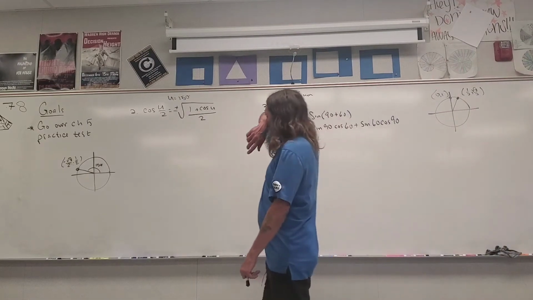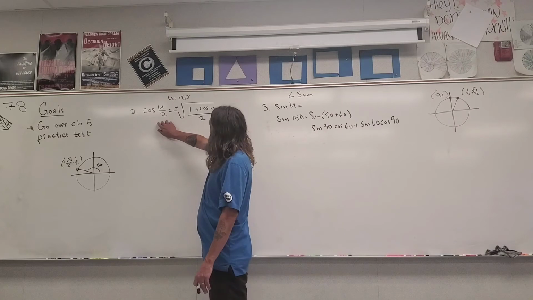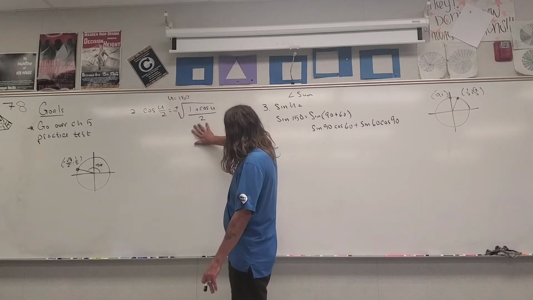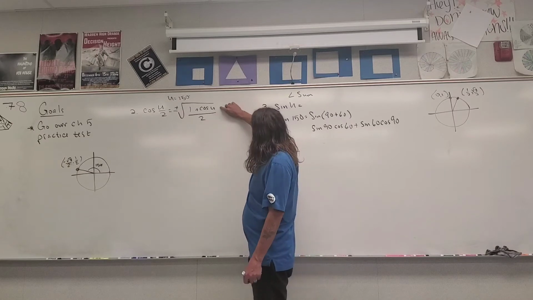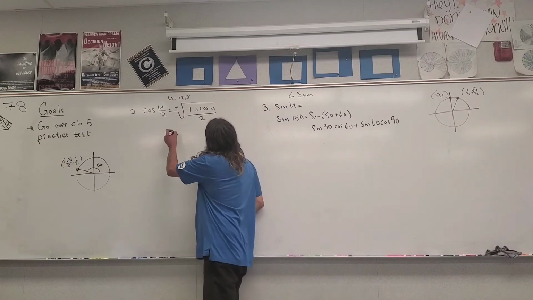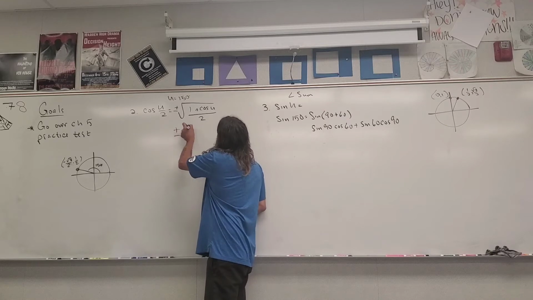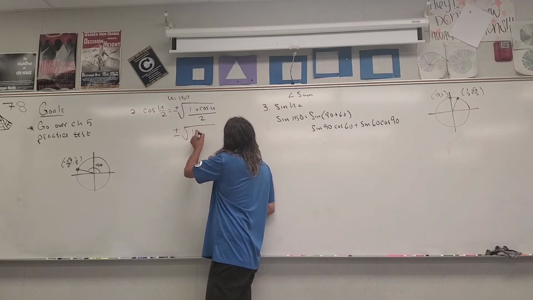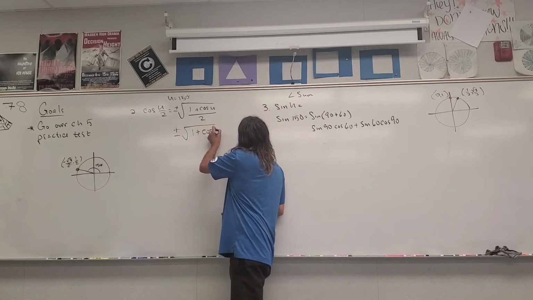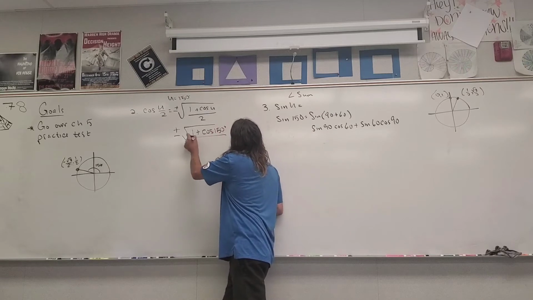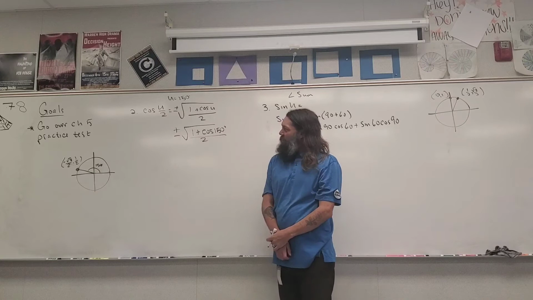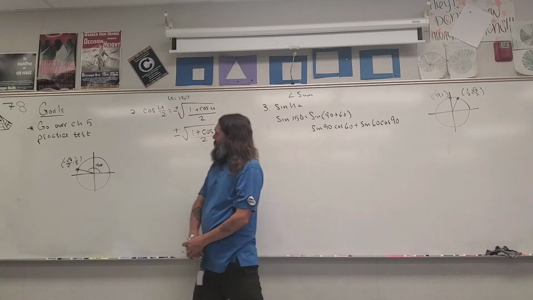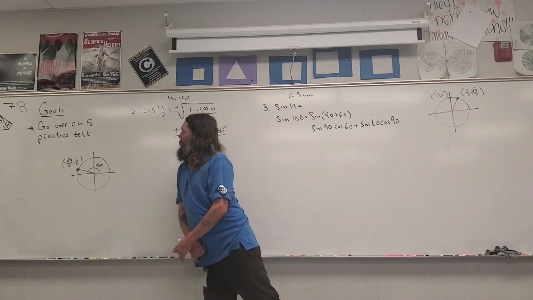All right, so let's do problem 2, cosine of u over 2, which is a half angle. Here is the half angle formula. Let's plug in 150 for u. So I get plus or minus the square root of 1 plus cosine of 150 degrees, divided by 2. Cosine of 150 degrees is a real fancy way to say negative square root of 3 over 2.